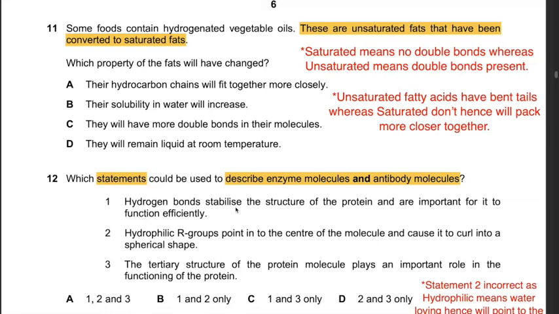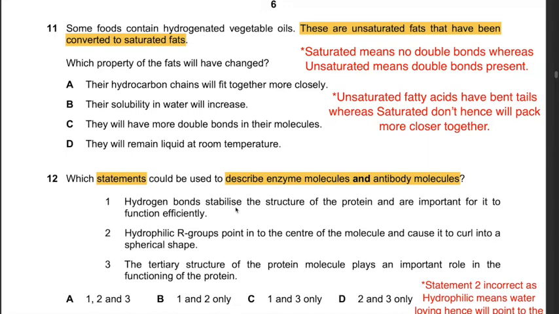And a key thing is, unsaturated fatty acids have bent tails, as when there is a double bond that leads to a kink or a bent tail, whereas saturated doesn't have bent tails, therefore they will pack more closely together as there are no double bonds. Therefore, the answer is A. Their hydrocarbon chains will fit together more closely.